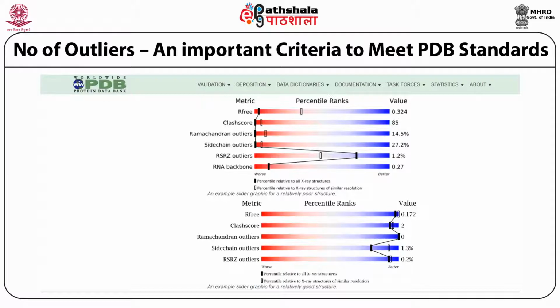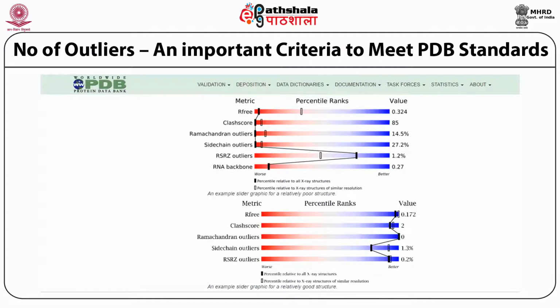Here two examples are shown from the PDB website itself. The top one shows a poor structure, the bottom one shows a good structure. In the third line you can see Ramachandran outliers. For the poor structure, 14.5% are Ramachandran outliers, whereas in the good structure it is 0%, meaning no residue was found in the outlier region.